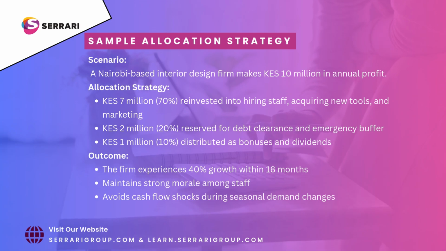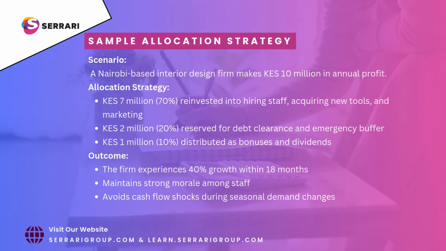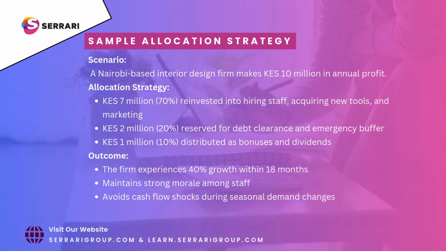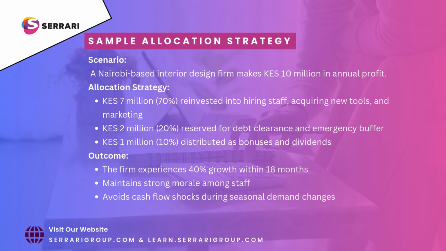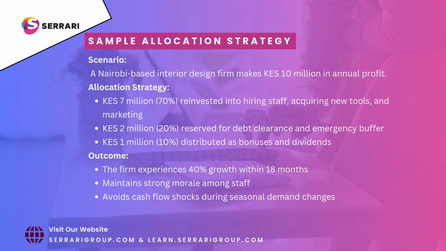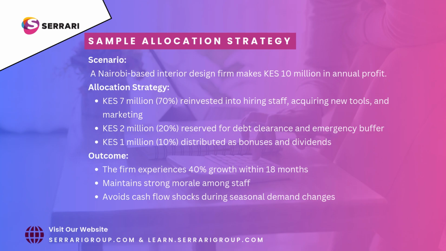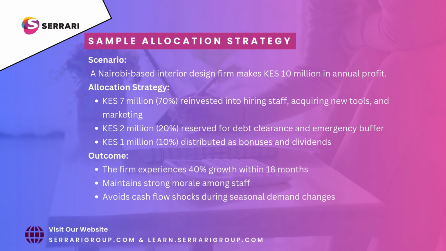Allocation strategy: 7 million Kenyan shillings, 70%, reinvested into hiring staff, acquiring new tools, and marketing. 2 million Kenyan shillings, 20%, reserved for debt clearance and emergency buffer. 1 million Kenyan shillings, 10%, distributed as bonuses and dividends. Outcome: the firm experiences 40% growth within 18 months. Maintains strong morale among staff. Avoids cash flow shocks during seasonal demand changes.